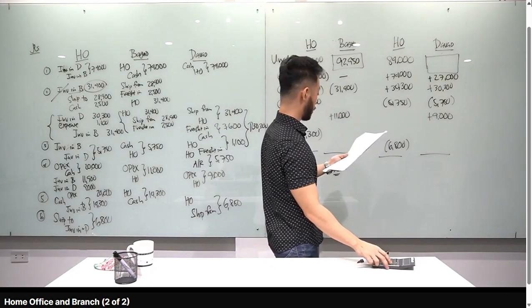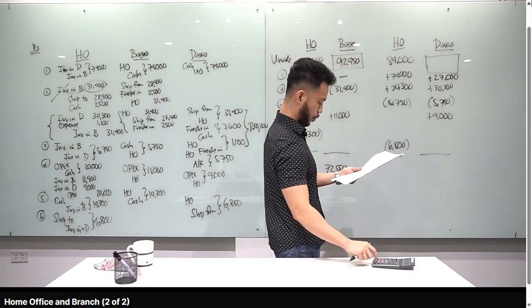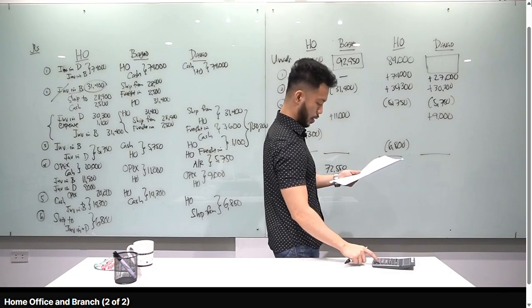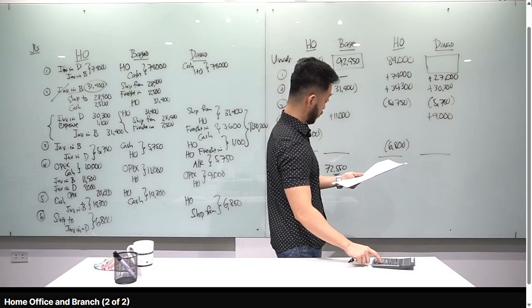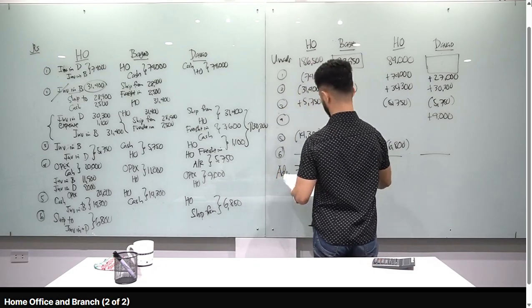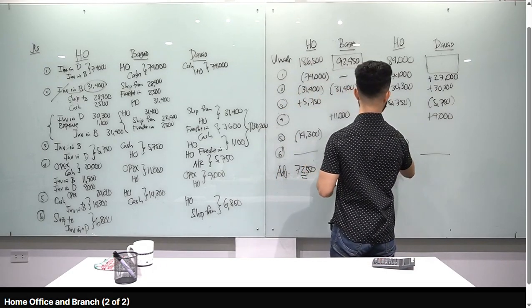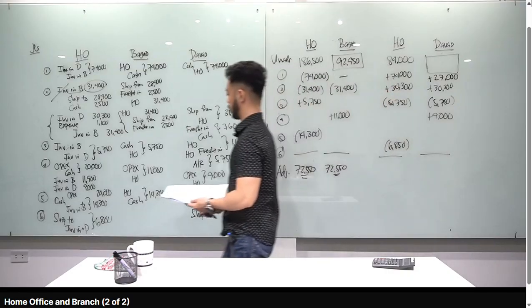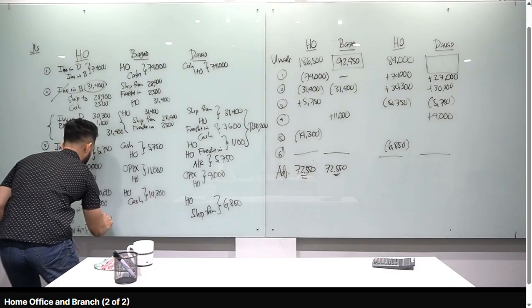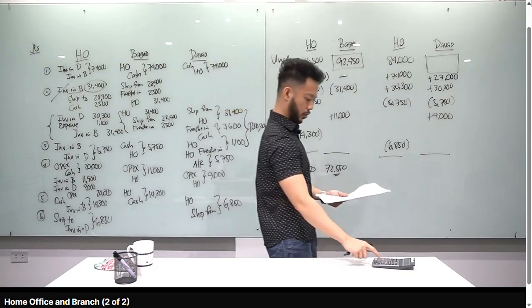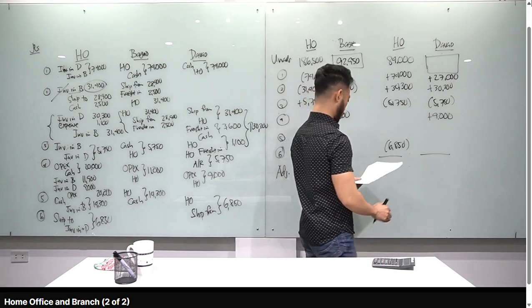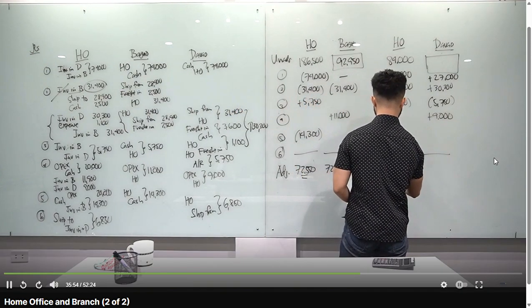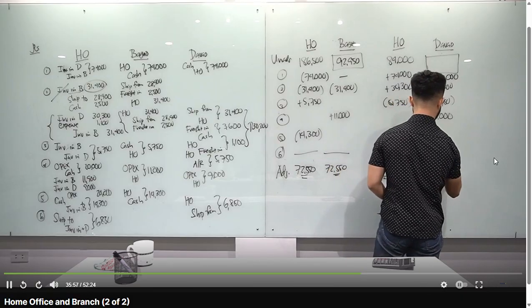Okay, ulitin natin, guys. So, 84,000 plus 74,000 plus 30,300 minus 5,750 minus 6,800. It should be 6,850 pala to. Okay? Yung last entry natin is 6,850. And then, minus 6,850, you should get 175,700. Adjusted balance, 175,700. Okay, copy-paste.